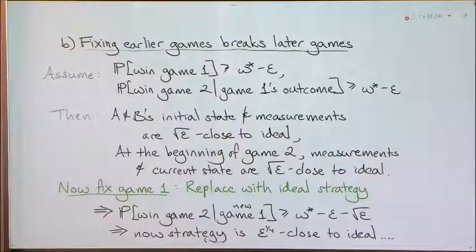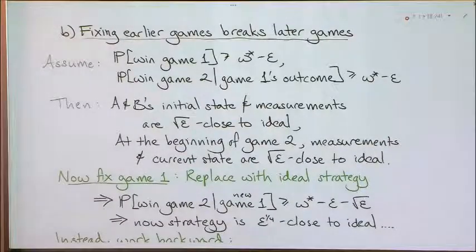A second problem, sort of, when you try to analyze it, is that if you try to fix the first game, it's going to mess up the second game. So what I mean is, we know that game 1 has probability omega star minus epsilon of winning the first game, and say we also know that the probability of winning the second game conditioned on the outcome of the first game is also omega star minus epsilon.